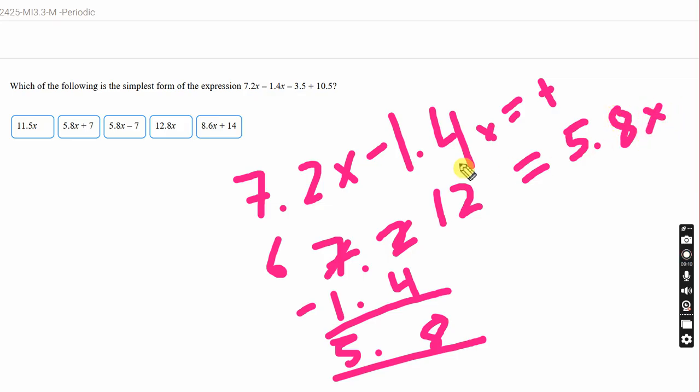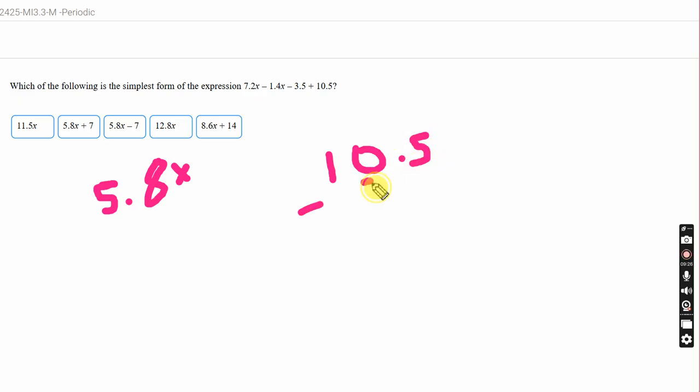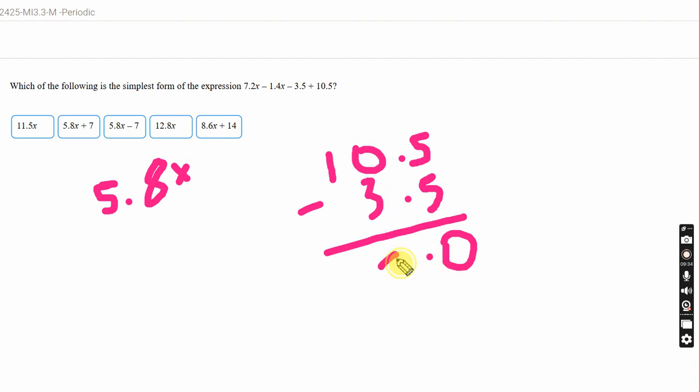Okay, the next one, it's going to be 3 minus 3.5 and 10.5. Now let's do that. So we got 5.8x positive for the first one. And the next one, 10.5 minus 3.5. 5 and 5 is 0. 10 minus 3 is 7. You get 7. And what is the sign? Now remember, 10.5 is the larger number and the sign beside it is positive. So we follow that sign. So 5.8 plus 7.